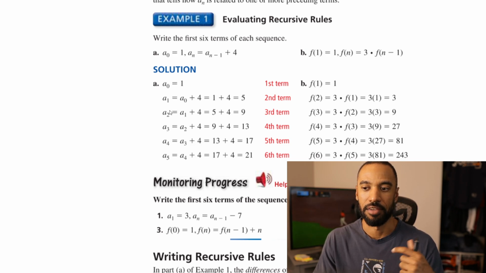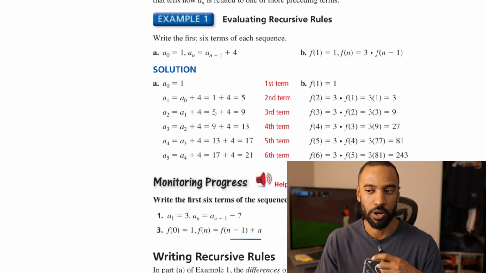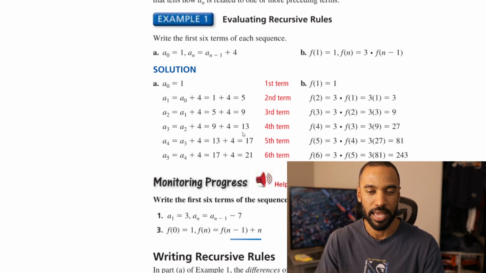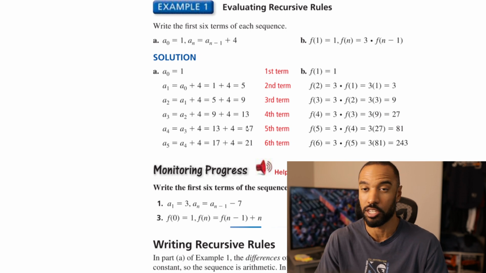You do 1 plus 4 to get 5. The second term takes the first term plus 4. 5 plus 4 is 9. You're literally adding 4 from one term to the next. You can see that as a list, and most people would understand and explain it that way.